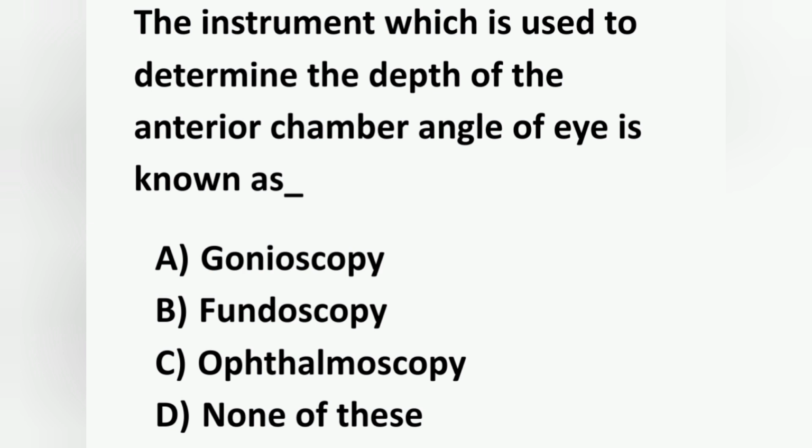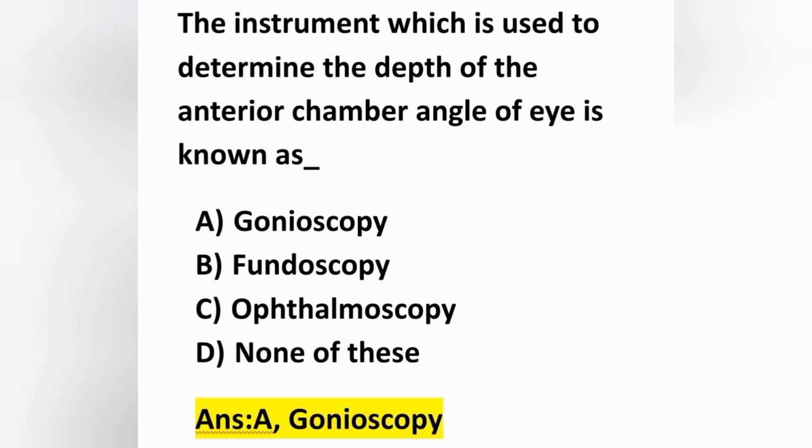The next question, the instrument which is used to determine the depth of the anterior chamber angle of eye is known as. Options are option A gonioscopy, option B fundoscopy, option C ophthalmoscopy and option D none of this. Here correct answer is option A gonioscopy, an instrument which is used to determine the depth of the anterior chamber angle and also to examine the entire circumference of the angle of eye. That is known as gonioscopy. Option A is the correct answer.